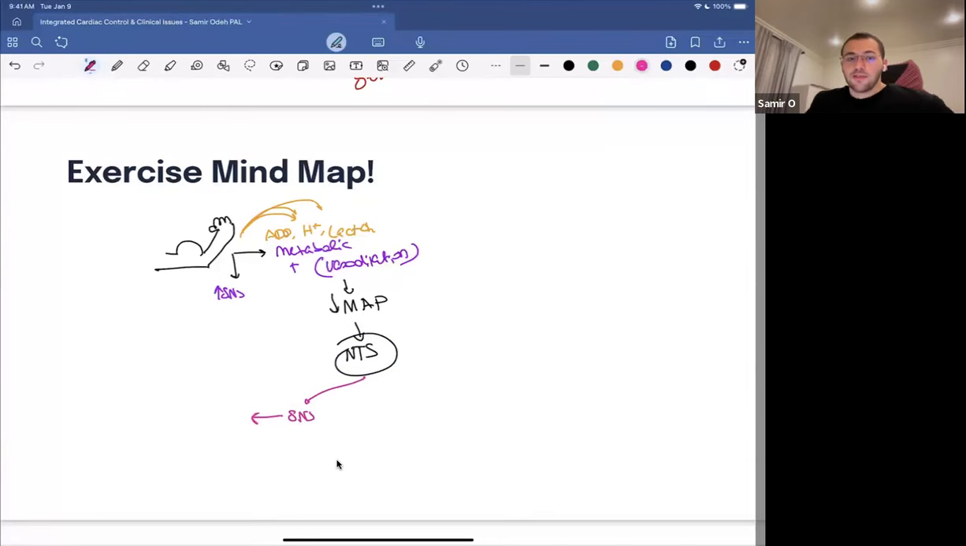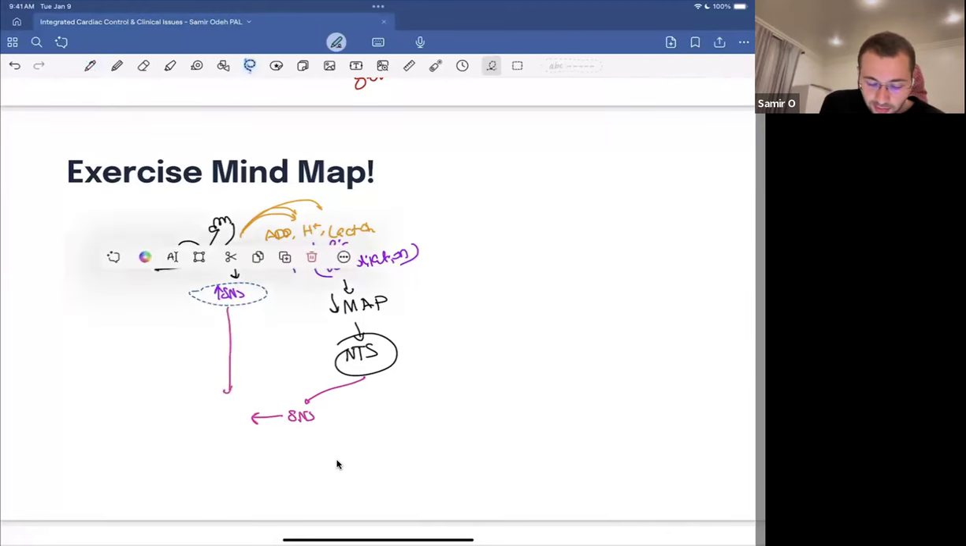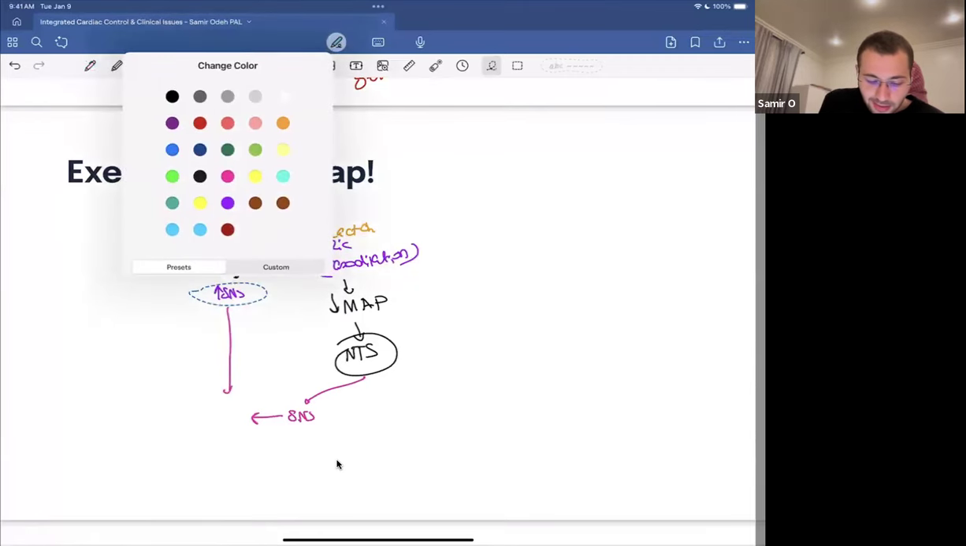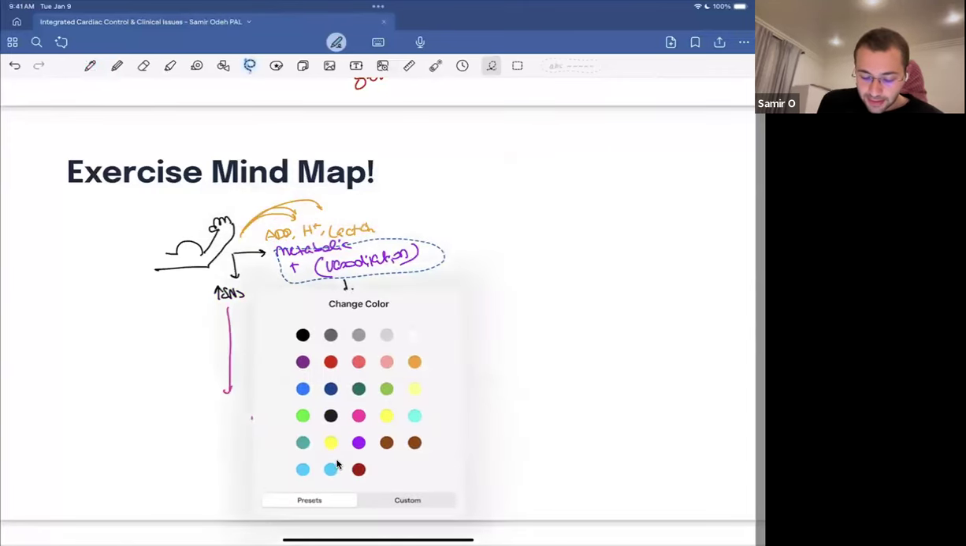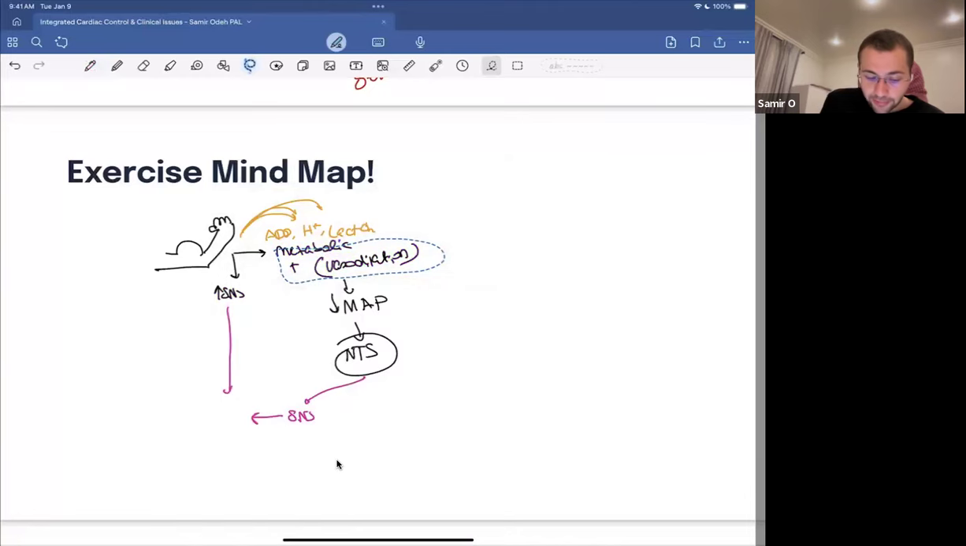And I'm drawing it on the left side for a reason. And what that's going to do, also disregard the fact that these are purple. This is by accident. Let's just make them black. Like I said, it's going to increase your sympathetic drive.